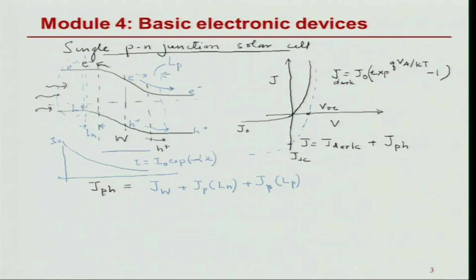So the J ph is going to be proportional to the source current at V equal to 0. So if I calculate my light current at V equal to 0, which is basically this, it is going to be the short circuited current. That is the total current I am generating, which I am able to collect. I may be generating more electron hole pairs which I am not able to collect.